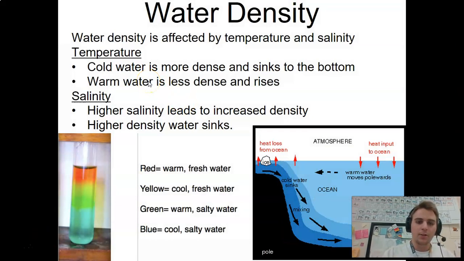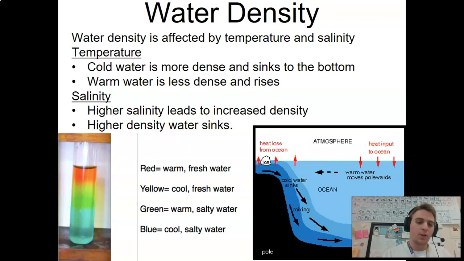So let's go back. Warm water is less dense, so it rises. Cold water is more dense and sinks. Higher salinity leads to increased density. That's just because there's more stuff actually in the water. Instead of it just being water, there are other things too, which makes it more dense, with more particles in between. Higher density water sinks, so the saltier it is, the denser it is.